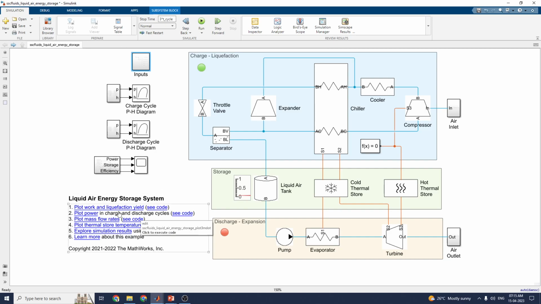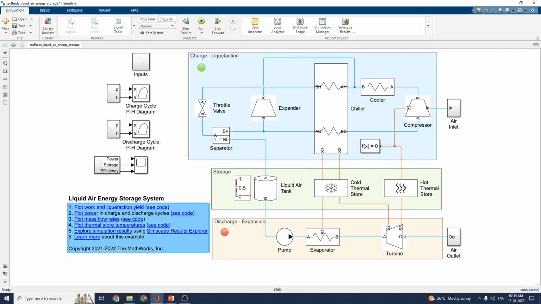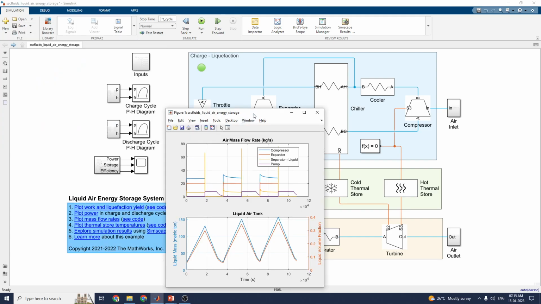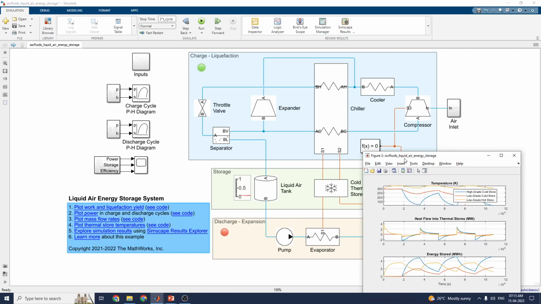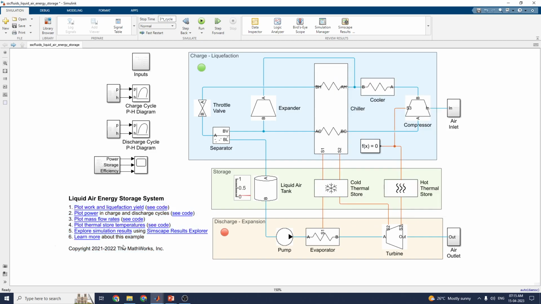Now we can see the plot of work and liquefaction yield. This is the output for energy storage. Next one, plot power for charge and discharge, and the next one is the plot for mass flow rates, and the next one the thermal storage temperature, and finally by using Simscape Results Explorer you can see the result at each and every point.